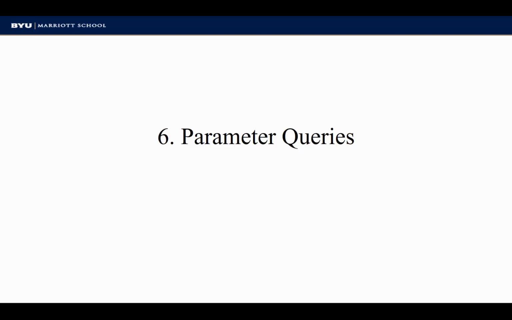Welcome to this video that talks about how to make parameter queries in Microsoft Access. Now, a parameter query is simply a query that allows the user to enter some information which will then be incorporated into the query. Let me show you an example.